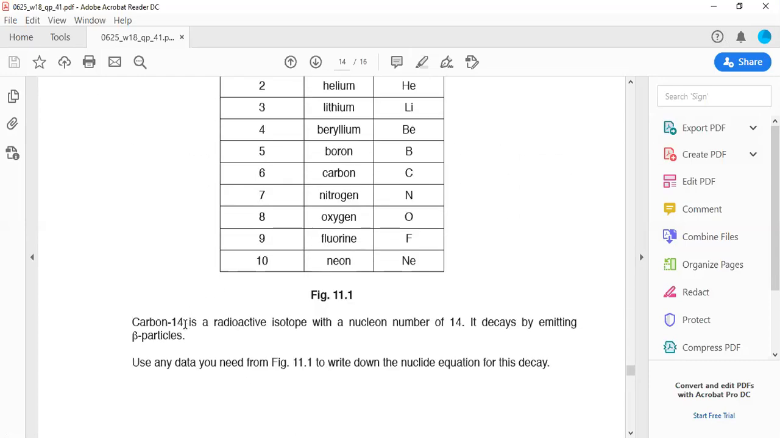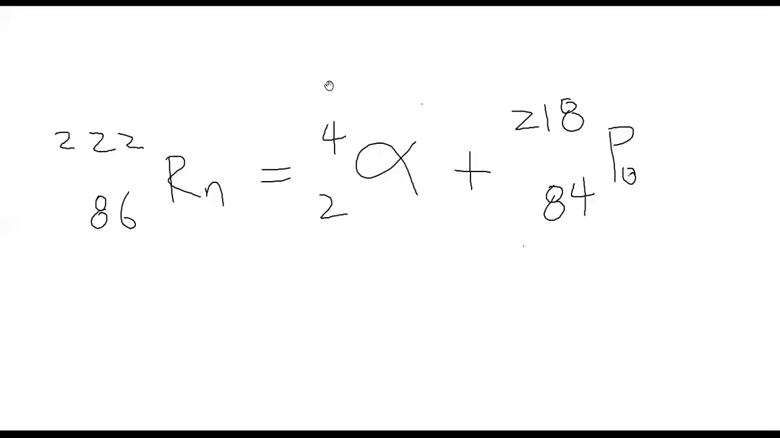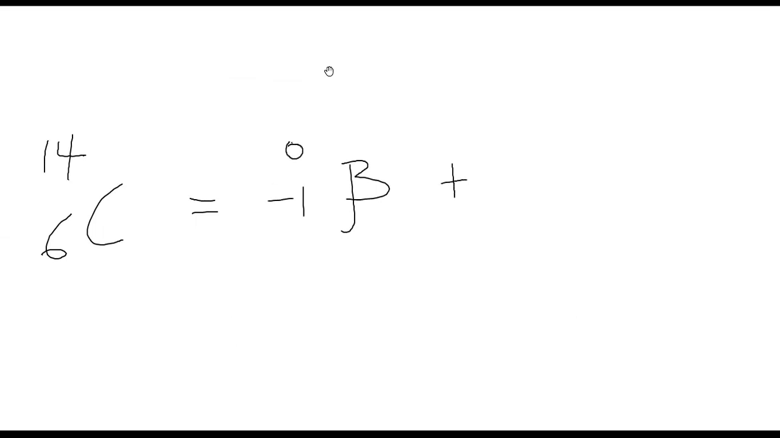So we talk about carbon-14. Carbon's bottom number is 6. Let me go to the whiteboard. So we're going to use carbon-14 data. So it's 14, 6, and it goes to a beta decay. So it's 0, minus 1. So you're going to break up into something.